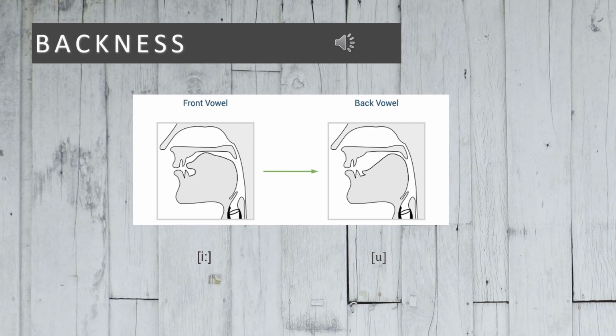Backness. Backness refers to how far front or back the tongue is when producing the vowel. For example, when you say I and you. If you say both of these vowels in succession, you should feel your tongue moving forward and backward. This is so that I is a front vowel and you is a back vowel.